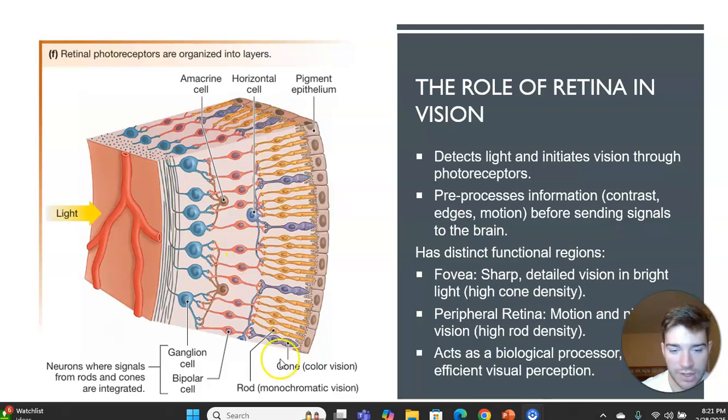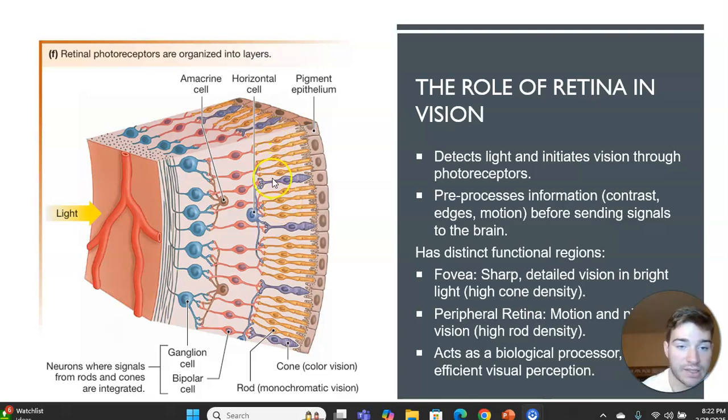The rods, like this cell here, are responsible for low light vision and just detecting motion, like having basic night vision. It can detect shapes. It's not very clear vision that this rod cell detects. And then cones work best in bright light, and they provide sharp, detailed vision.